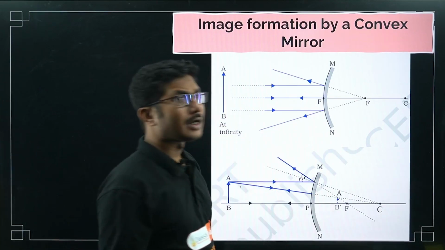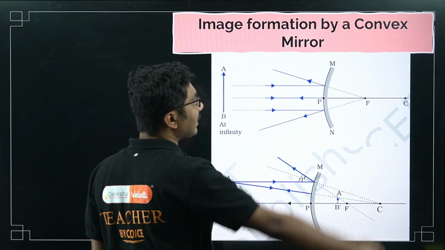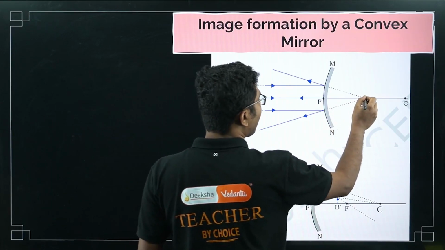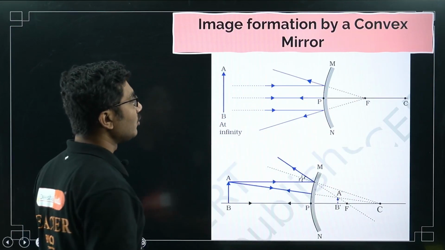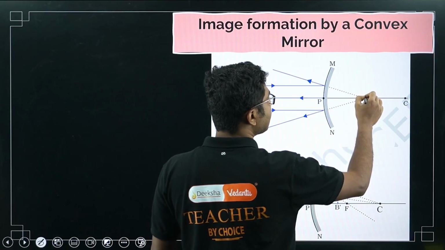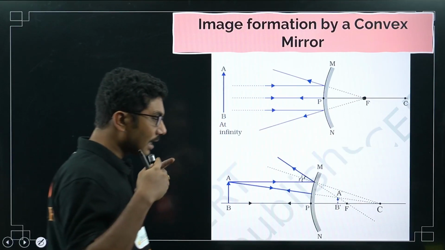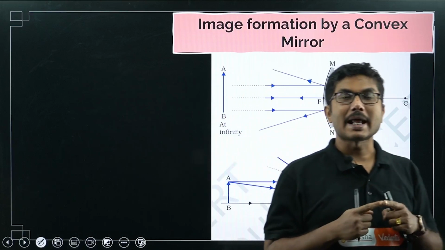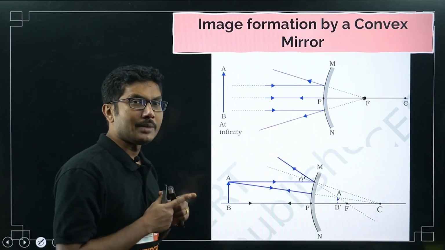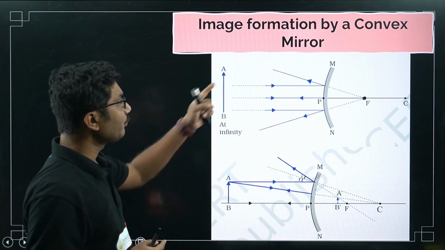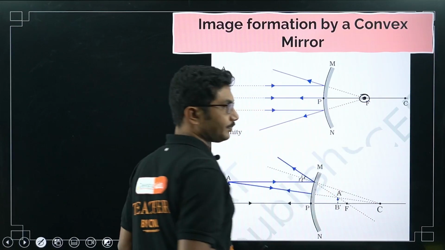So the ray of light coming from that object is parallel to the principal axis. After reflection, what will happen? The ray of light will appear to come from the focus, and that point you can consider to be the image. This is the location of the image, where the two rays appear to come from. That point is called the position of the image. So for an object at infinity, the image will be exactly at the focus.